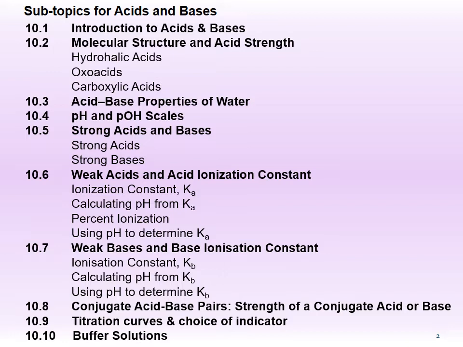Ka, calculating pH from Ka, percent ionization, using pH to determine Ka, weak bases and base ionization constant Kb, calculating pH from Kb, using pH to determine Kb, conjugate acid-base pairs, the strength of a conjugate acid or base, titration curves, and choice of an indicator, buffer solutions.